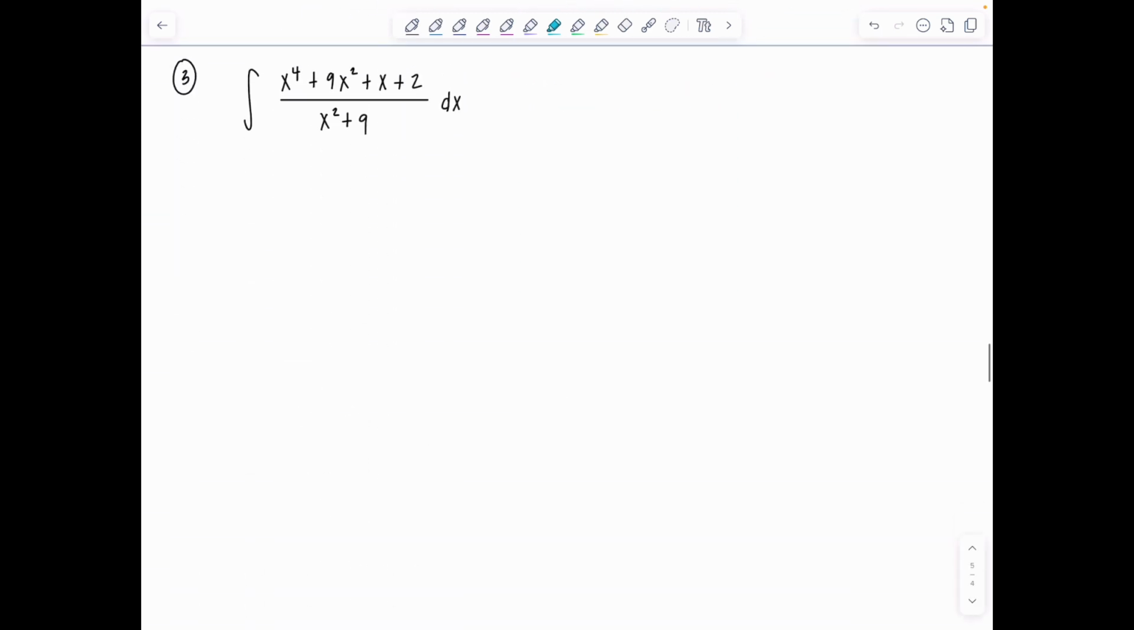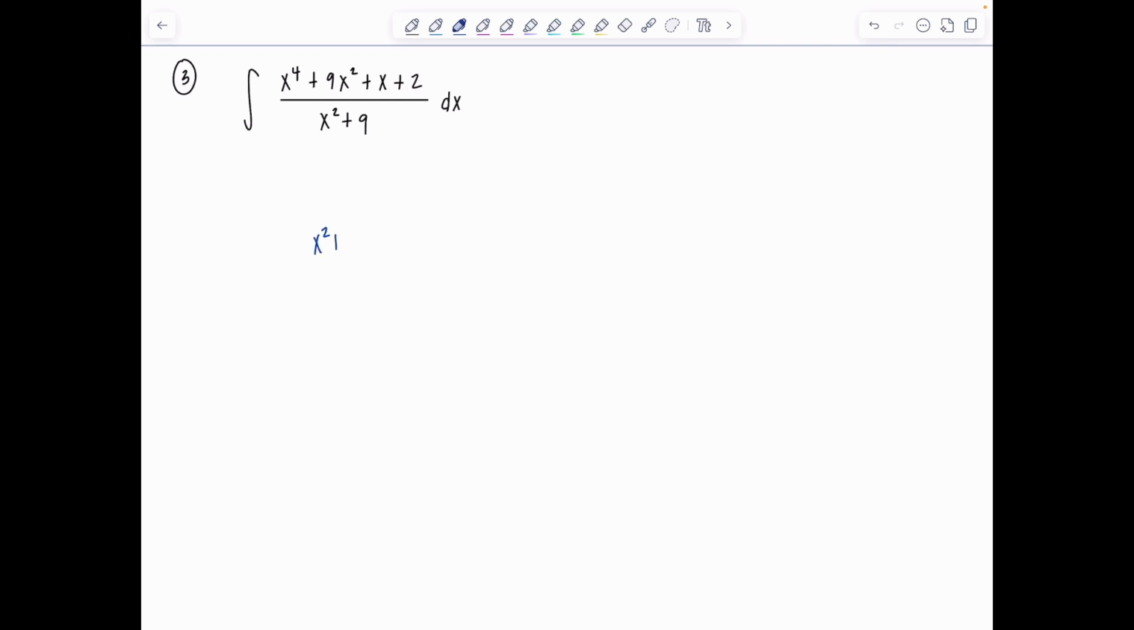So here we go. We've got the integral of x to the 4th plus 9x squared plus x plus 2 over x squared plus 9 dx. Why don't you pause the video, try this one on your own. See how you can do it with the long division and the rest. It's actually not so spicy. I think you can do it. Okay, did you try? I hope so.